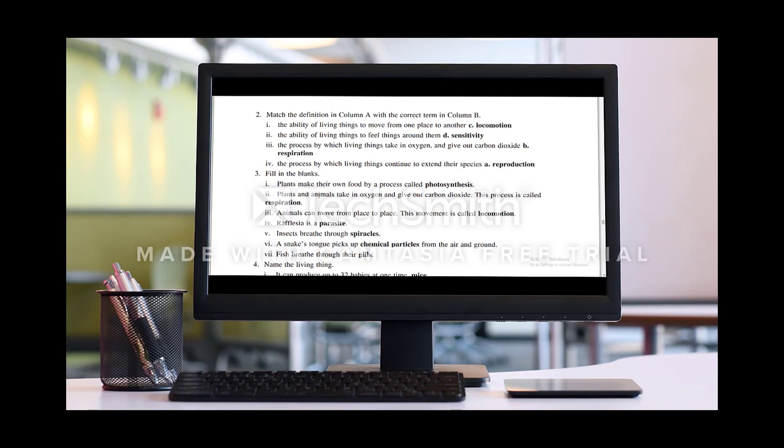Fill in the blanks. Plants make their own food by the process called photosynthesis. Plants and animals take in oxygen and give out carbon dioxide. This process is called respiration. Animals can move from place to place. This movement is called locomotion.